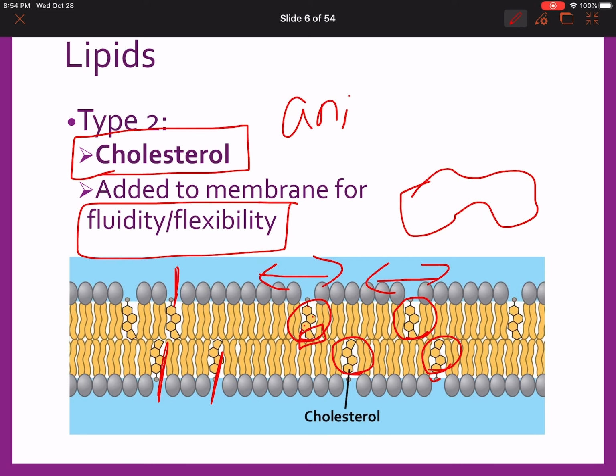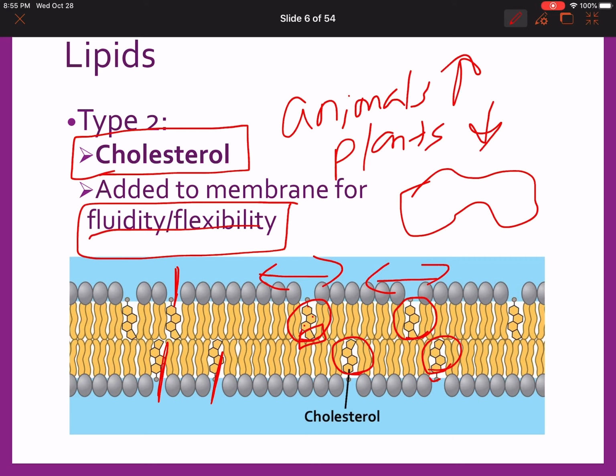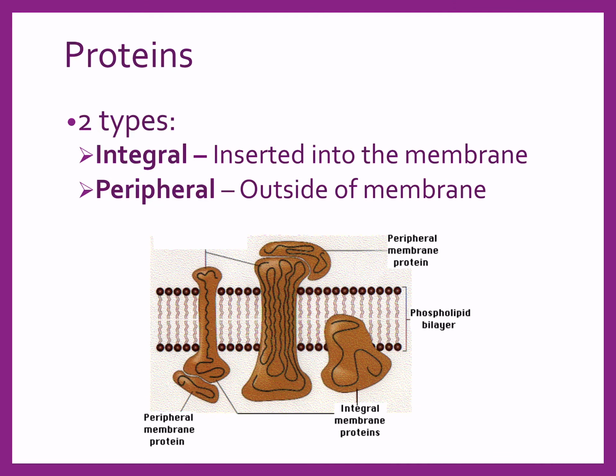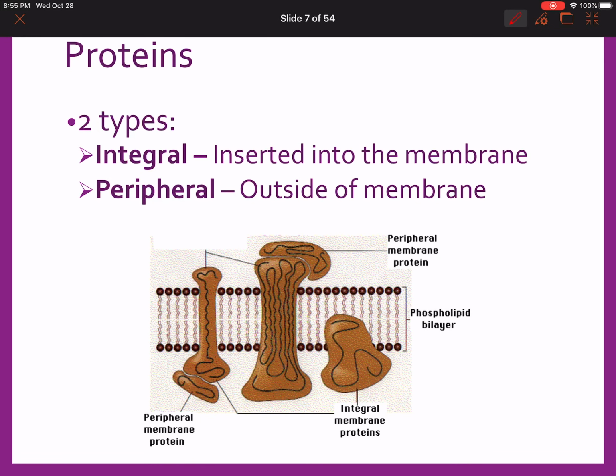Animals tend to have more cholesterol. Plants tend to have less cholesterol. Our membranes, we're soft and squishy, so our membranes are more flexible. Plant membranes tend to be harder and less flexible. Okay. All right, second most abundant is proteins.